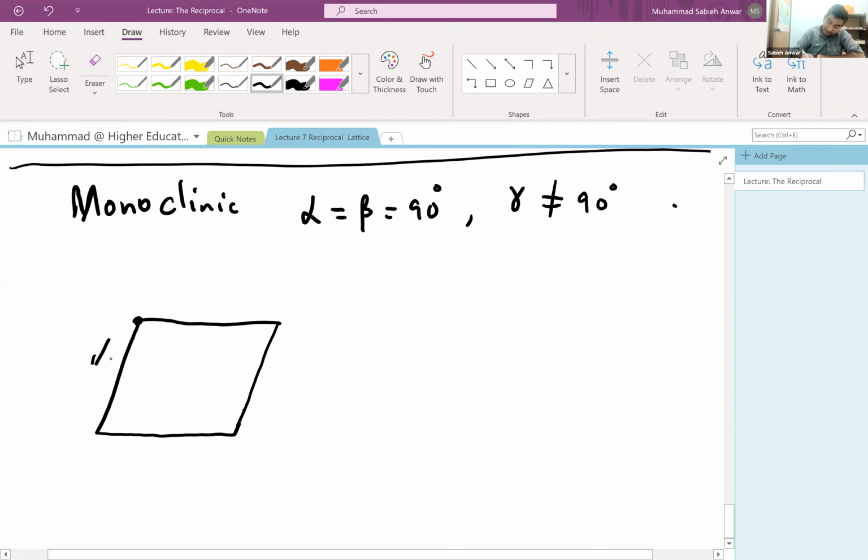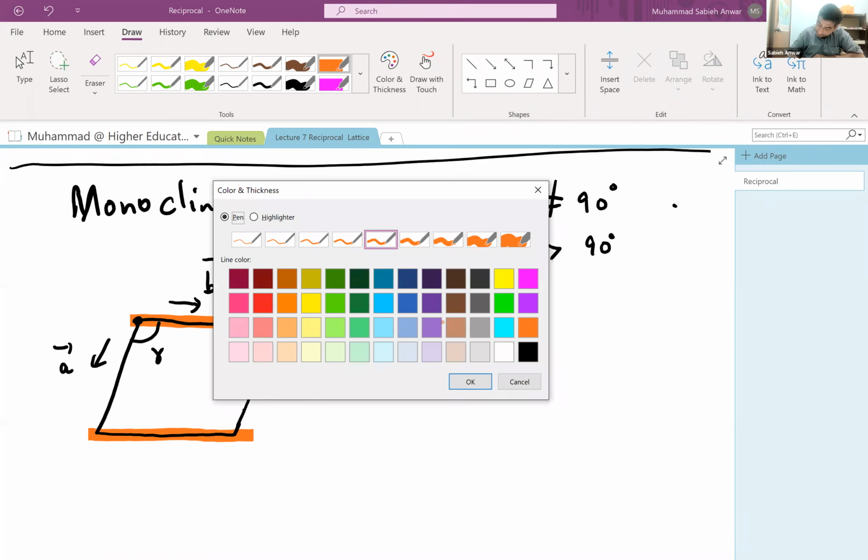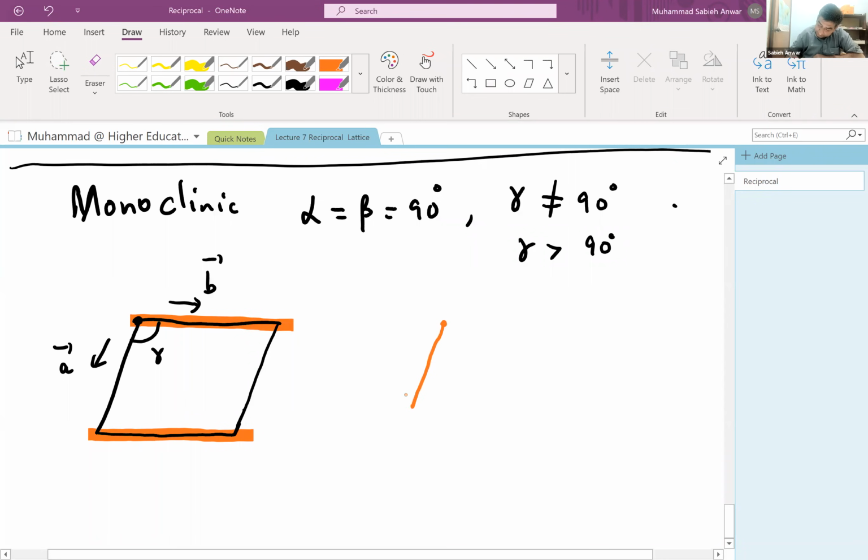Okay, so this is my A vector, my B vector. Now keep in mind that the A vector is not orthogonal to the B vector. So this is something really important, and this angle here is gamma. Suppose my gamma for this case is greater than 90 degrees. Now I would like to draw the reciprocal vectors. I just identify the planes. This is my 1, 0, 0 plane. I identify the reciprocal vector normal to this, A star.